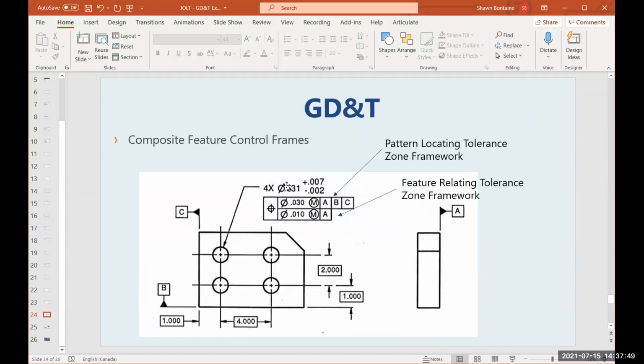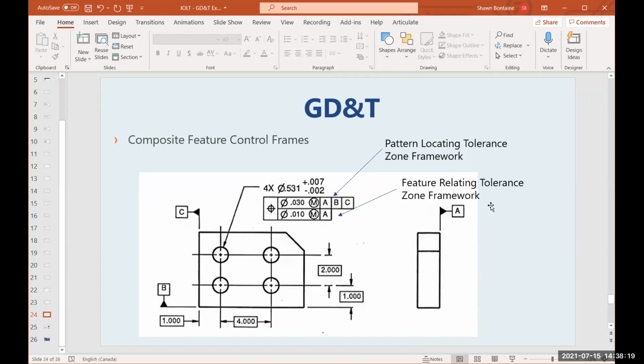We also get into composite feature control frames. We'll talk about what a composite feature control frame is, like the example you're seeing here, where it has one characteristic symbol and then multiple frames. We'll explain the pattern locating tolerance zone framework, the top one, and the feature relating tolerance zone framework, and what that actually means. We'll explain that in detail as well.